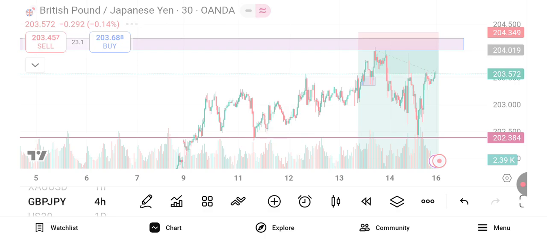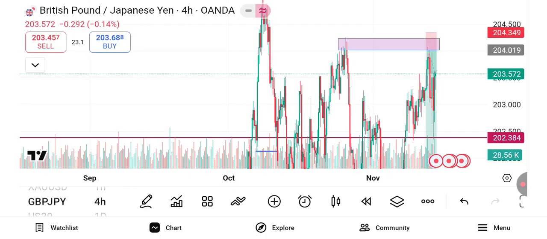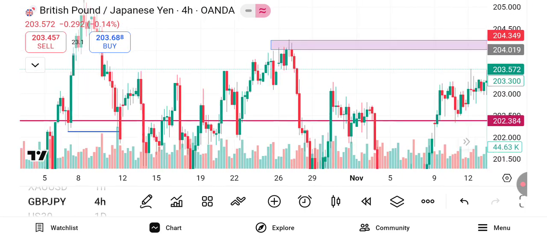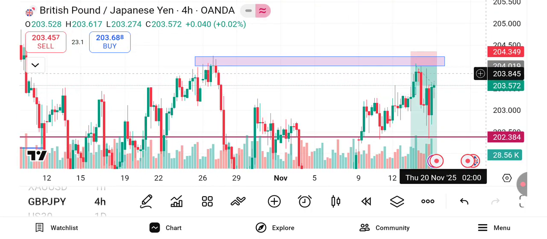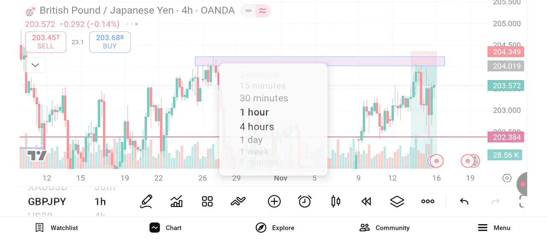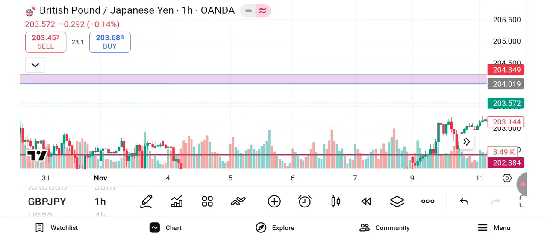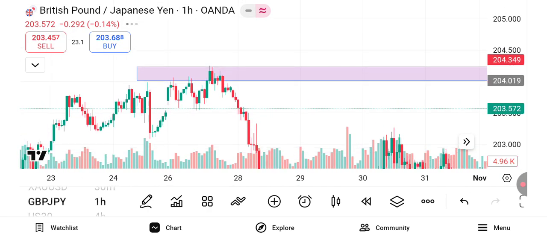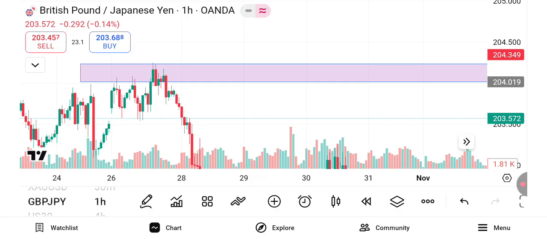I just want to teach you guys something about how I got in on this trade. Okay, this is my 4 hour time frame, and this is my 4 hour order block. Then I have to refine it for a precise entry. Let me check my 1 hour. Yes, I refined to this 1 hour order block.